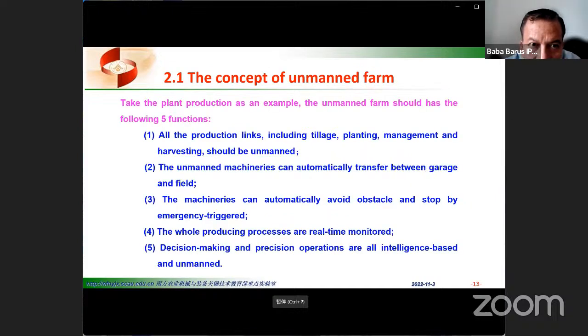Take the planned production as an example. The unmanned farm should have the following 5 functions. First, all the production link, including tillage, planting, management, and harvesting, should be unmanned. Second, the unmanned machineries can automatically transfer between garage and the field. Third, the machineries can automatically avoid obstacles and stop by emergency transit. Fourth, the whole production process are real-time monitored. Fifth, decision-making and precision operation are intelligence-based and unmanned.